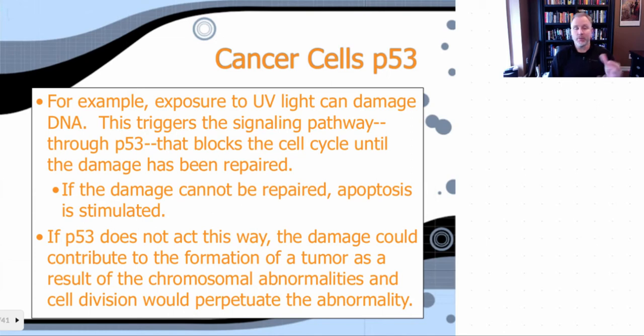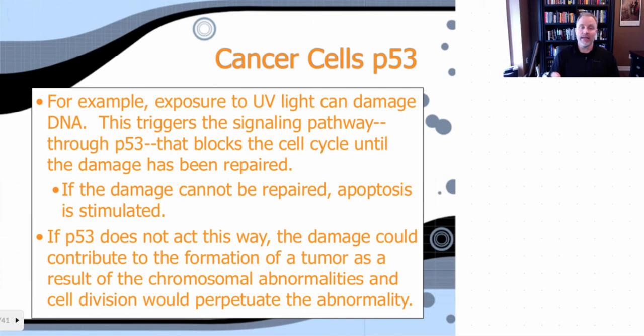The UV light, what it's actually doing is it's damaging the DNA in your skin. And what that does is it triggers this signaling pathway through P53 that blocks that cell cycle until the damaged DNA can get repaired. And if we can't repair that damaged DNA, you guys know that the cell goes through apoptosis or programmed cell death.